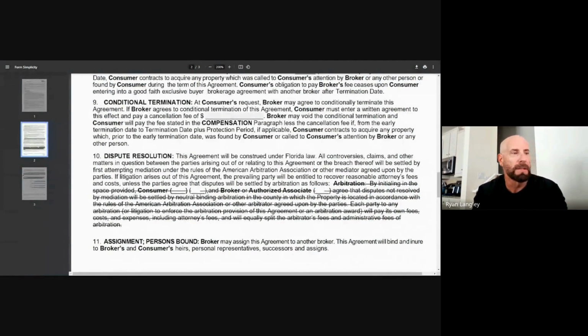So let's talk about the dispute resolution and the arbitration that we have crossed out. Arbitration, I'll tell you why, and I am not an attorney, but this is from our attorney. Arbitration in commission amounts under $10,000, $12,000.